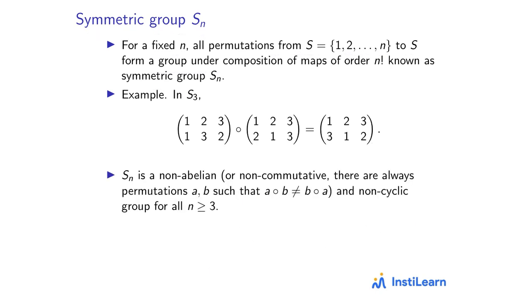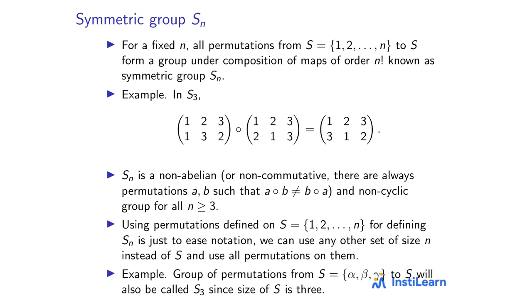So there are two very important properties about the permutation group Sn. It is a non-abelian, or non-commutative, group. That is, you can always find elements A and B in Sn, two permutations, such that A composition B will not be equal to B composition A, and it's not very hard to see. Also, it is a non-cyclic group. That means you can never find an element in Sn, or a permutation in Sn, whose order is n factorial. So the orders of all permutations in Sn will be strictly less than n factorial.